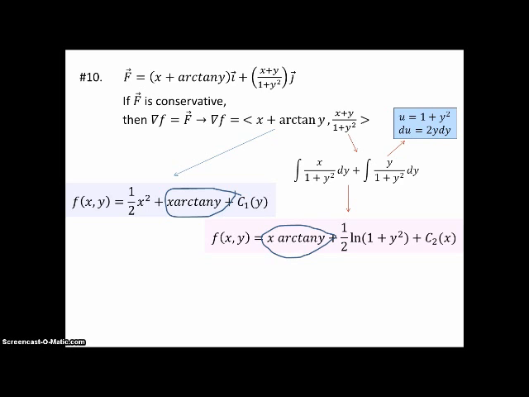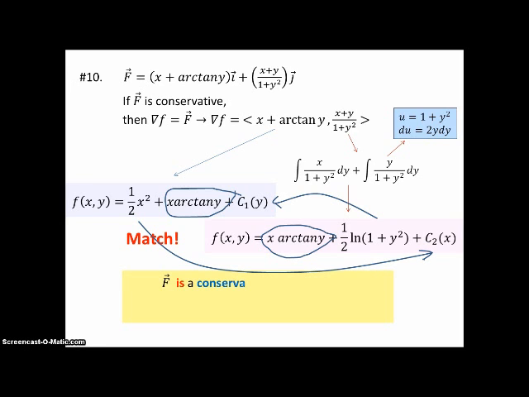So our x and y terms match again, and we have a match for c1(y) and we have a match for c2(x). So therefore, since everything matches, F is a conservative vector field, and our potential function is x arctangent y plus the half x squared plus the half log of 1 plus y squared, and then possibly a constant that went to 0 both times.